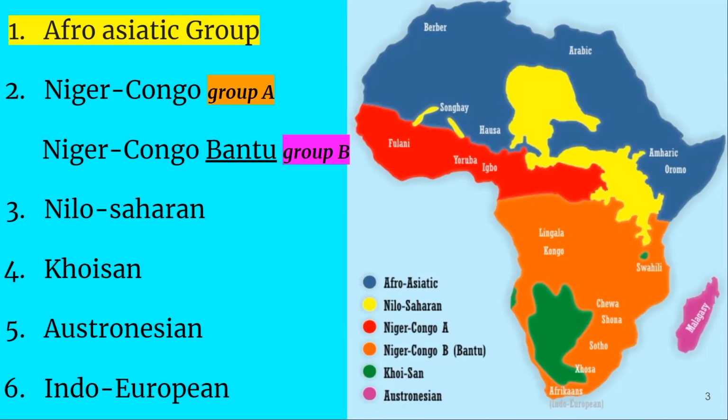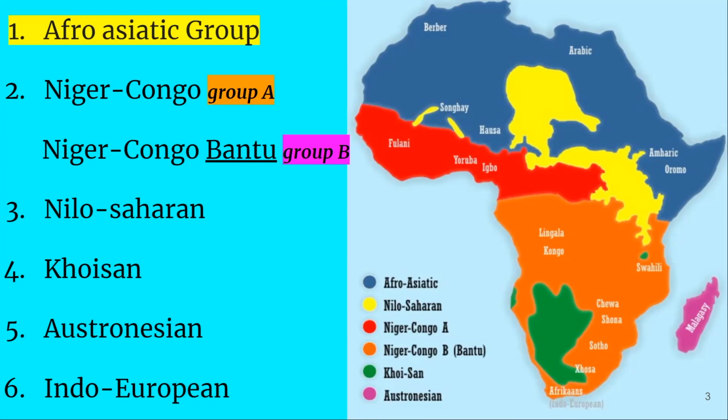Starting with the first one, the Afro-Asiatic group that are found in North Africa, East and West Africa. Then we have the Niger-Congo group, Group A and Group B. Group A are the non-Bantoid, Group B the Bantoid group. Together, the Niger-Congo group, or the Benue-Congo as they're known, are the largest group of people in the continent of Africa, with hundreds and hundreds of different tribes. The third group is the Nilo-Saharan, found across the Sahara Desert and also down the Nile Valley. So that gives you the name, the Nilo-Saharan.